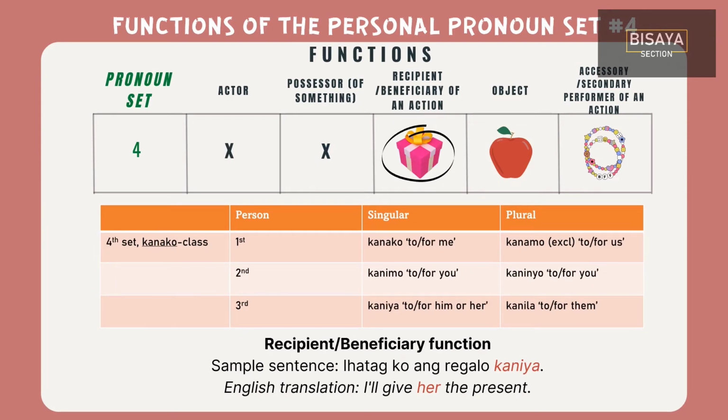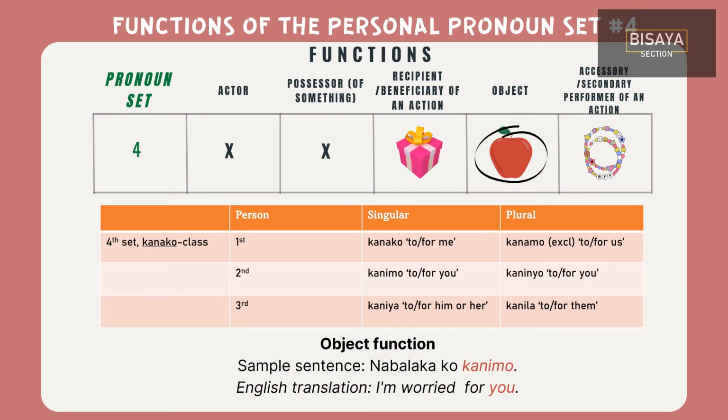Here we are with the fourth set of personal pronouns. First function is as a recipient of an action. Sample sentence is, ihatag ko ang regalo kaniya. Kaniya, or her, receives a gift, therefore acts as a beneficiary of the action. Off to our second function. Fourth set also functions as an object, as expressed in, nabalaka ko kanimo. When asked, who are you worried about? The answer is, you, in this sentence, which is the object.